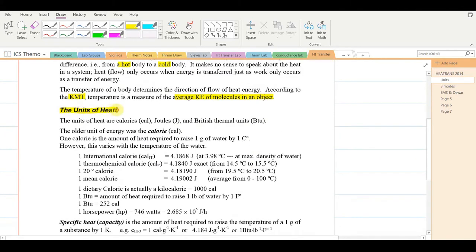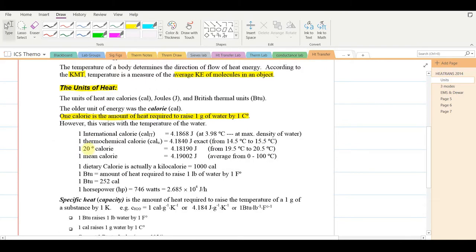What about the units of heat? Well, there are calories or joules or British thermal units, BTUs. One calorie is the amount of heat required to raise 1 gram of water by 1 Celsius degree. You may not realize that a calorie is not an exact unit by itself. We need to define the temperature of the water that's being changed.